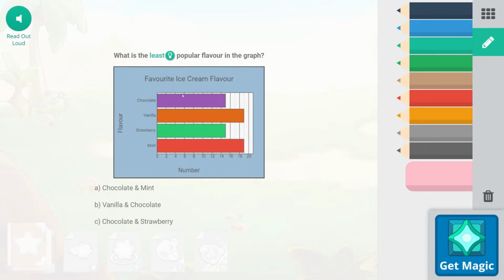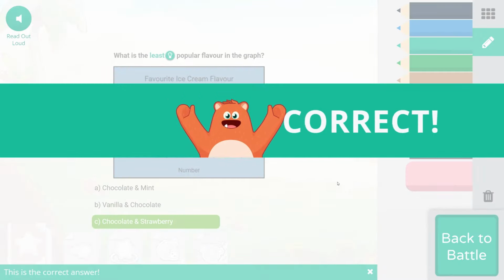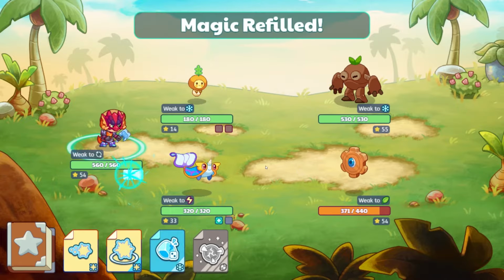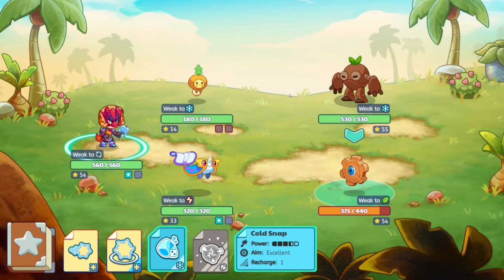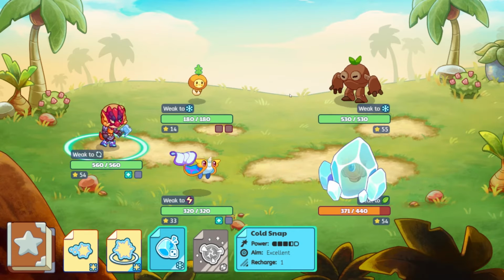Okay, what is the least popular flavor in the graph? It looks like chocolate and strawberry have tied for the least popular flavor. Mint is more popular for ice cream? If you like minty ice cream, let me know in the comments.